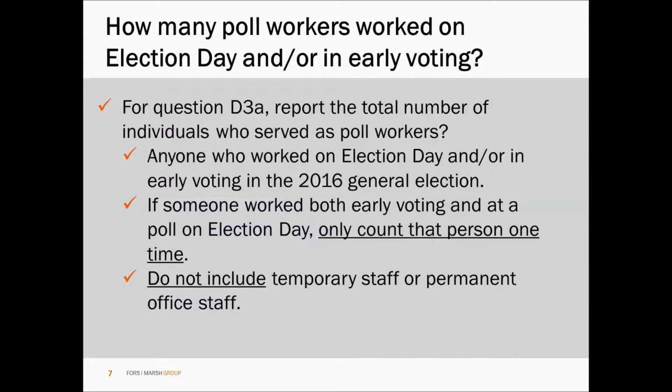So in question D3A, we'll be looking at how many poll workers worked on election day and in early voting. And here there are three things to keep in mind. First, we're trying to capture anybody who worked on election day or early voting. But if somebody worked both early voting and on election day, we only want to count that person one time. So if you had a worker who worked all through early voting and on election day, they just count once. Finally, do not include temporary staff or permanent office staff in this count. Many offices, for instance, hire temporary staff to count absentee ballots. These individuals would not count in this question.